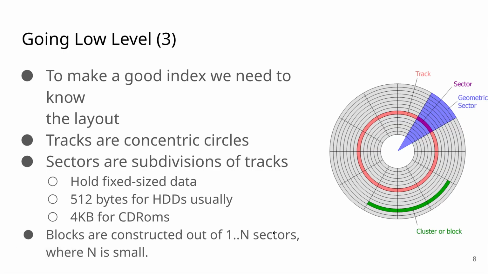Now, a block is a bunch of sectors. And this is something that we control at the file system level. We say that we want a block to be a certain number of sectors. So for example, if we want blocks to be of equal size between CD-ROMs and hard disks, we would have a block on a hard disk being more sectors than a block on CD-ROMs, right? Because of the different density that we have here.